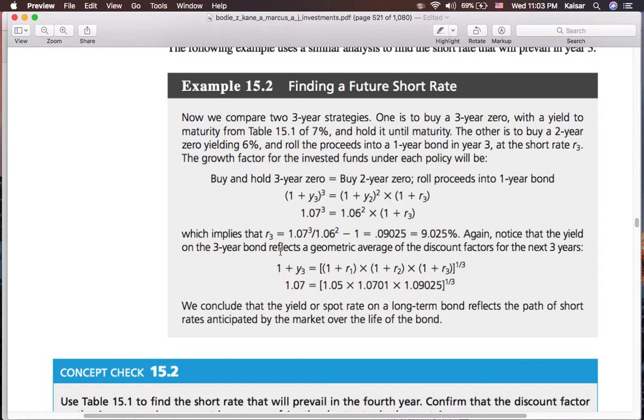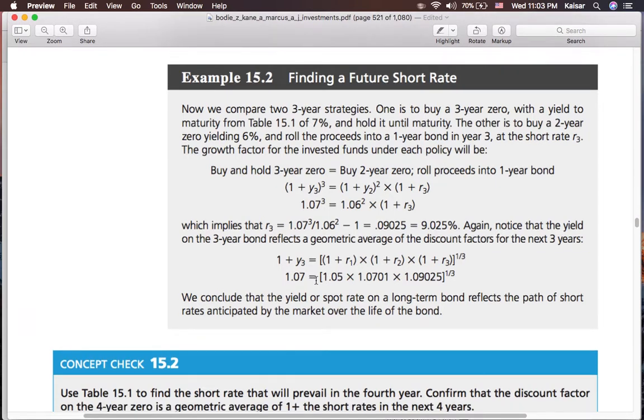Again, notice that the yield on 3-year bonds reflects a geometric average of the discount factors for the next 3 years. 1 plus y3 equals (1 plus r1 times 1 plus r2 times 1 plus r3) to the power of 1 over 3. 1.07 equals 1.05 times 1.0701 times 1.09025 to the power of 1 over 3.